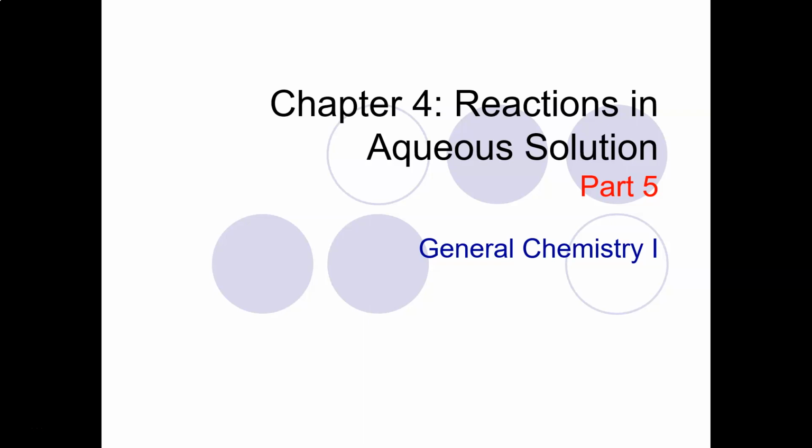Now I know we've been talking about reactions, but the focus of this chapter is the aqueous portion, which we haven't talked that much about yet, other than soluble ionic compounds are aqueous. That means they dissolve in water, and insoluble ionic compounds are solids because they don't dissolve in water well.